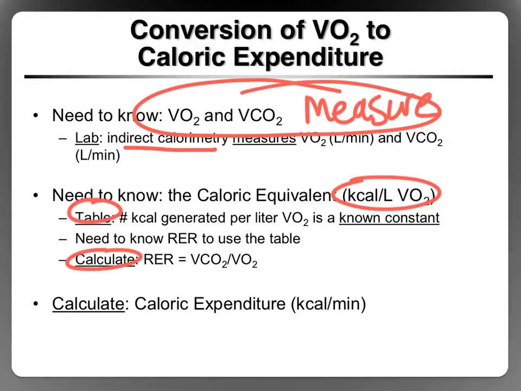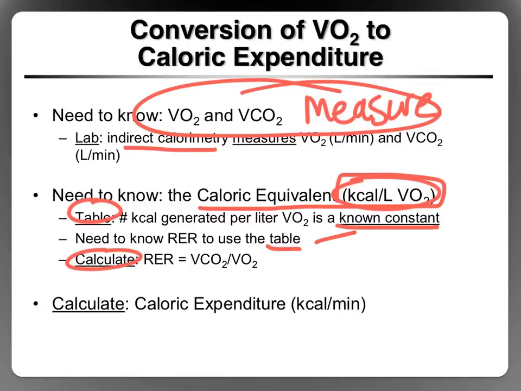Normally you would do this in the lab. In class, I'm just going to give you these numbers, and we're going to do an example in a minute. The next thing you need to know is the caloric equivalent. Okay, caloric equivalent is for every liter of oxygen used, how many calories are being burned. Okay, and caloric equivalent is really easy to figure out because it's a constant. Okay, and so all you need to do is have a table with the constants, and you can look it up on a table.